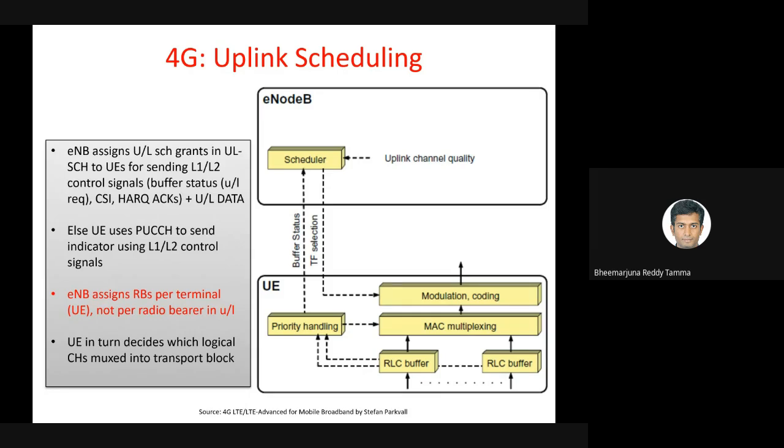For the downlink, you do the scheduling at the granularity of radio bearers or the logical channels. In uplink, you do it at the granularity of the user equipment and let the user equipment decide its course of action in terms of multiplexing different RLC buffers.